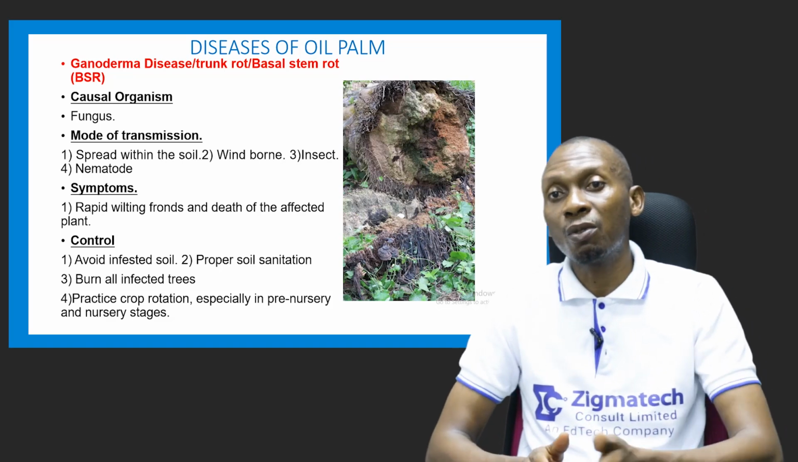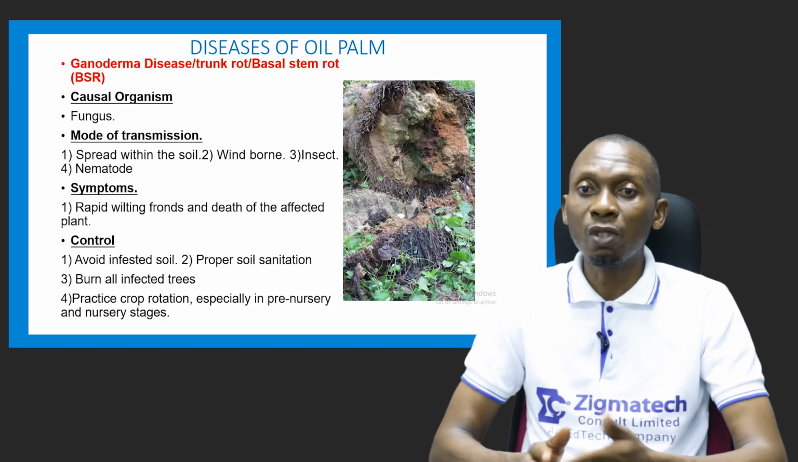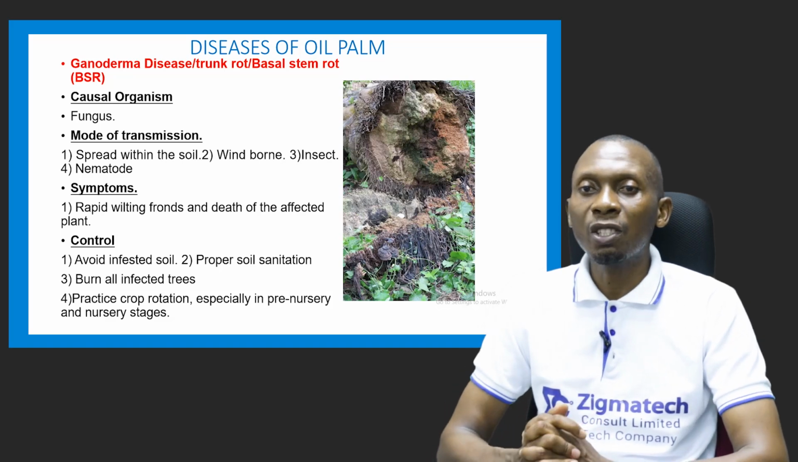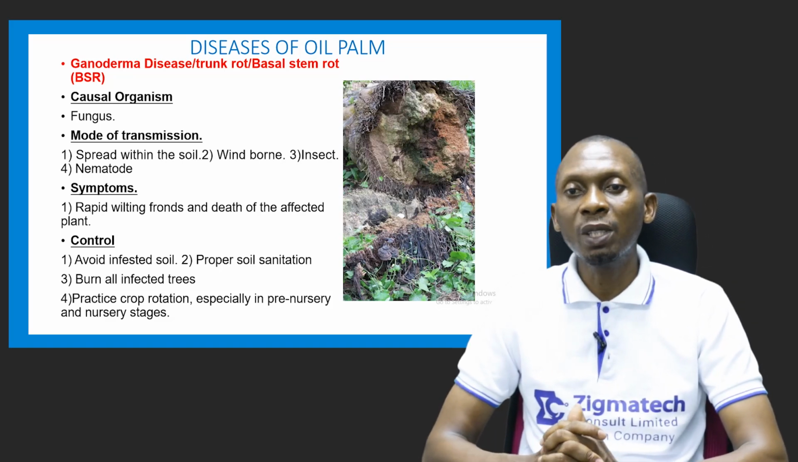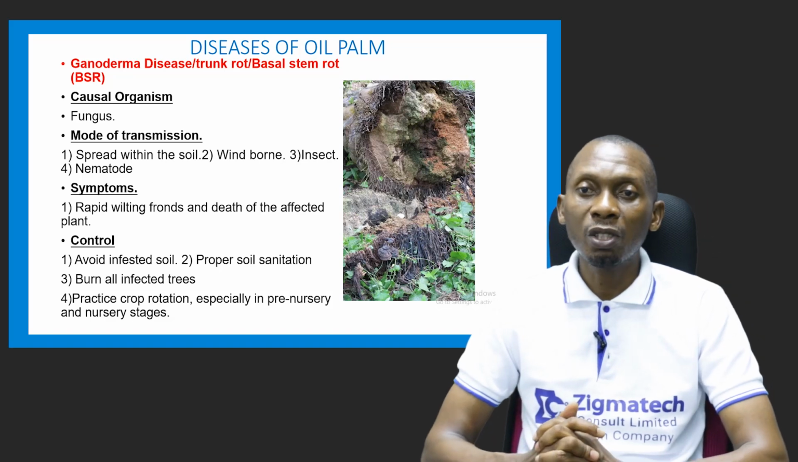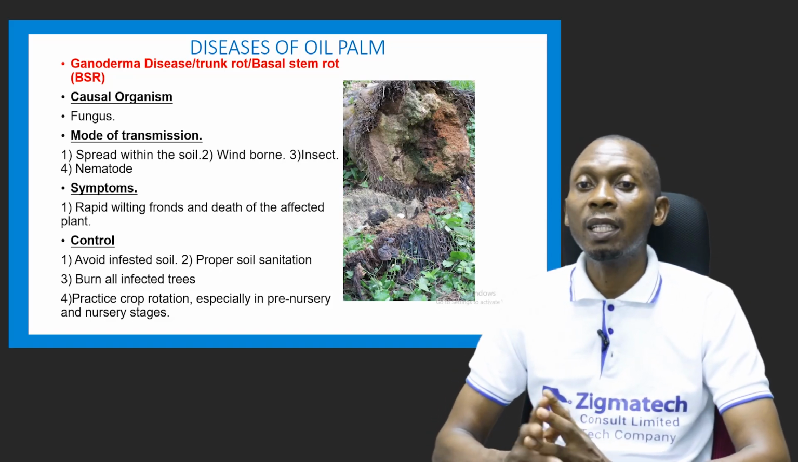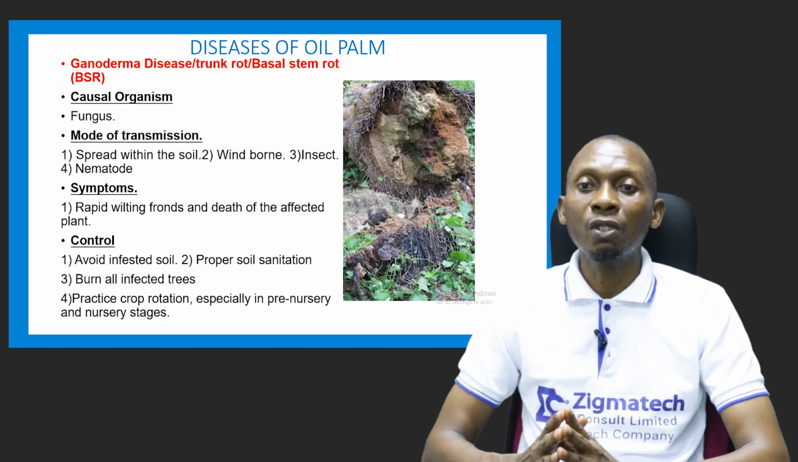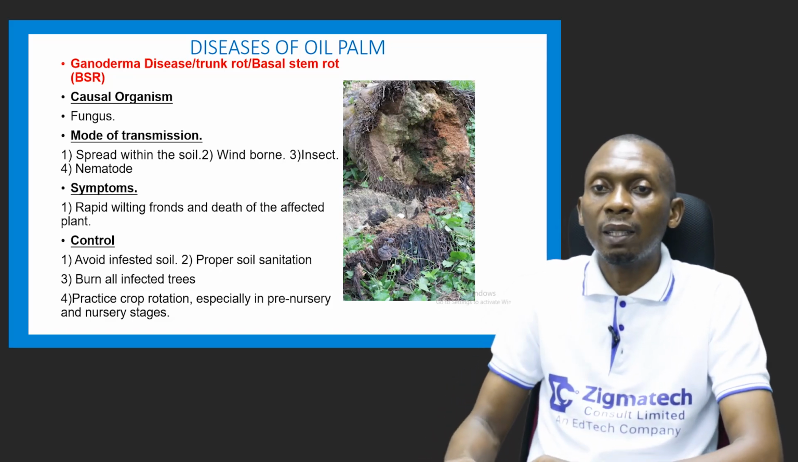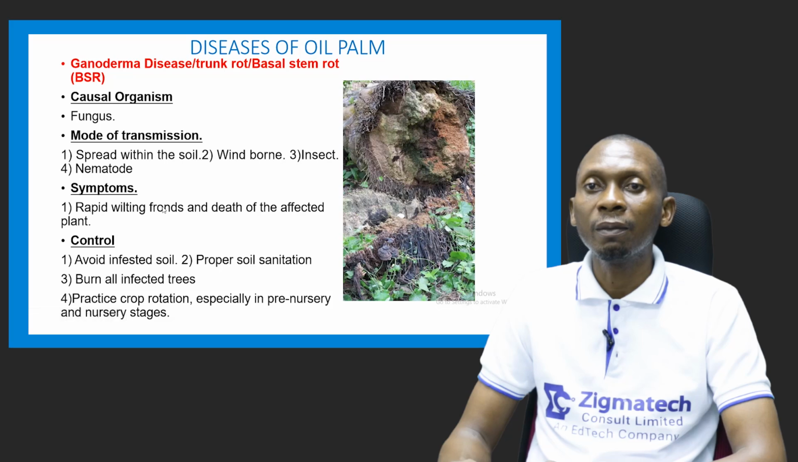That's when nematode is the means by which it's transmitted. Then proper soil sanitation as well as burning of all infected trees. You could also practice crop rotation and ensure that, especially in the pre-nursery and at the nursery stages, the disease is controlled at that stage.